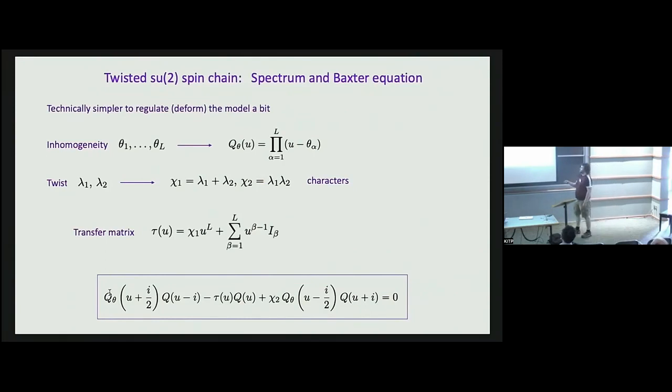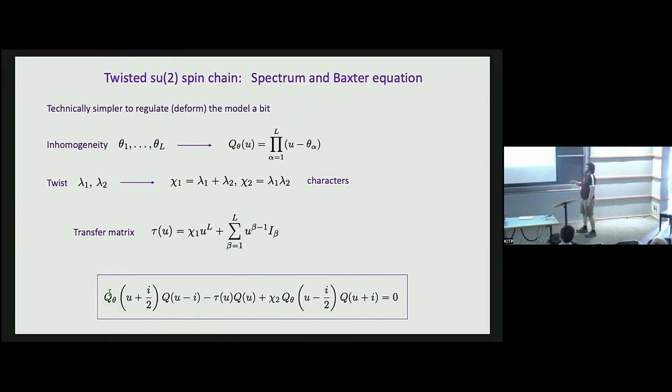So I want to deform by introducing these parameters, inhomogeneities θ1 up to θL. And I want to package all of these into a function called Q_θ, which is just some polynomial whose zeros are the inhomogeneities. Then I want to introduce some twist parameters, λ1 and λ2. And it's extremely convenient, and in fact crucial, to package these into characters of the GL2 group. So I have χ1, which is λ1 plus λ2, and χ2, which is just the product of λ1 times λ2. And then the transfer matrix for the twisted model has this structure.